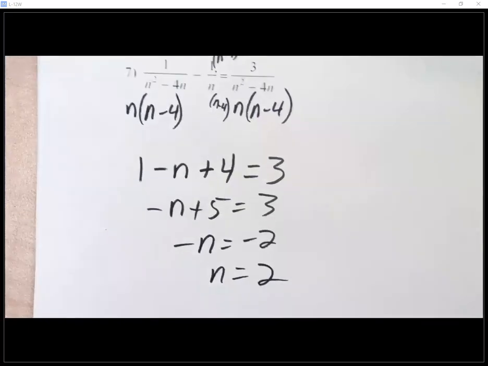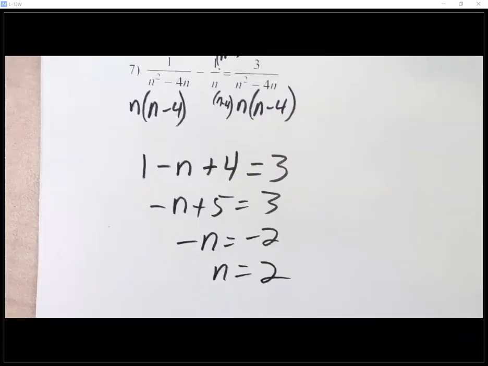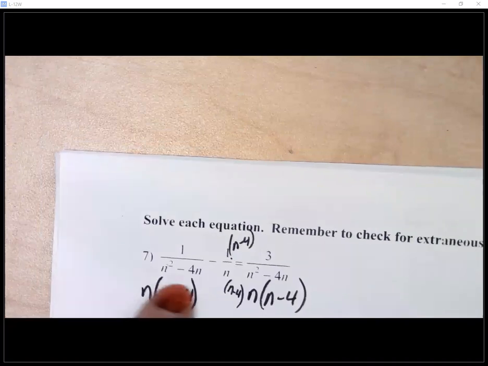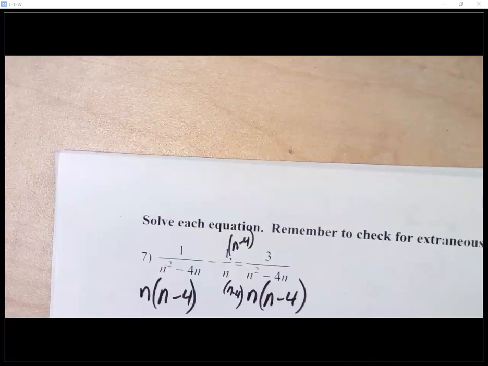Okay, so there's that. And don't forget to double check real quick and just make sure that an answer of 2 doesn't make anything in your original have a 0 in the denominator. It does not, so it's fine. Oh, wait, does it? No, it's fine. Okay.